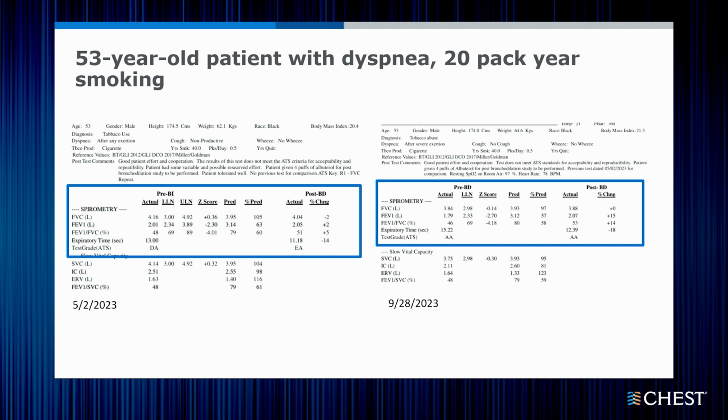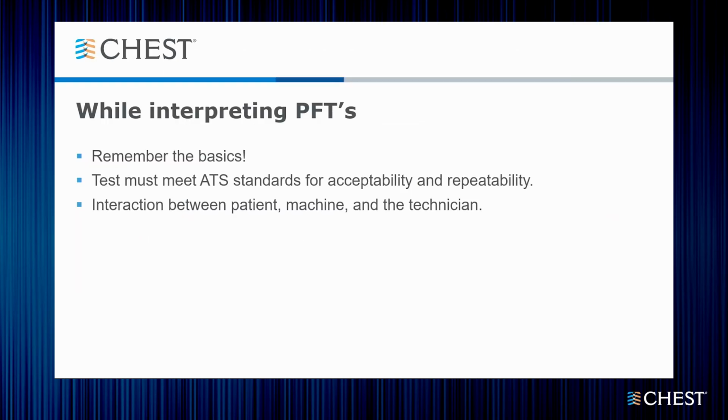There was obstruction, but not much bronchodilator response. However, when the same patient was tested in September, you can see there was obstruction and a good bronchodilator response. And the key here is that the first test was not meeting ATS criteria. So it's important to know the basics: the test has to meet ATS standards criteria for us to interpret this.